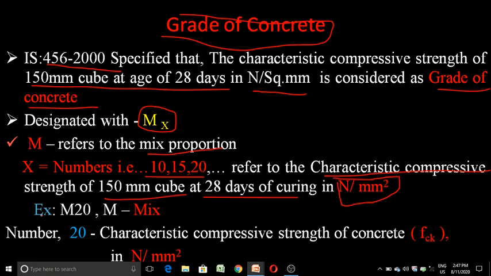So let us take an example here. M20, I am taking. Here M refers to a mix, and the number 20 refers to its characteristic compressive strength of concrete, that is designated with an fck of a 150 mm cube, which is cured for 28 days. After that, if you test, whatever value you get will be the characteristic compressive strength of that particular cube, measured in terms of Newton per mm square.